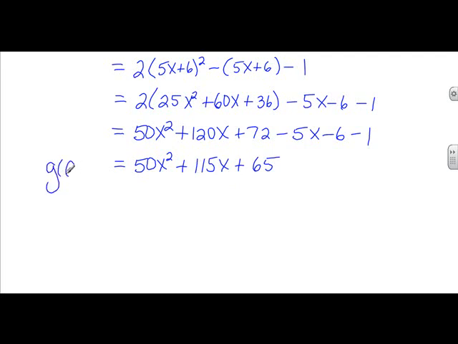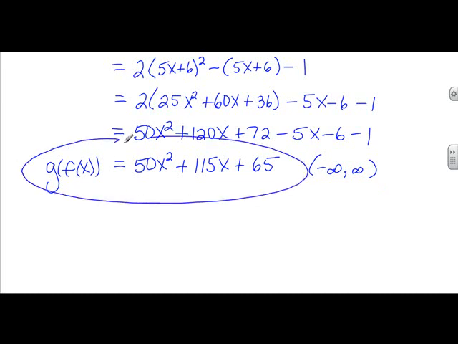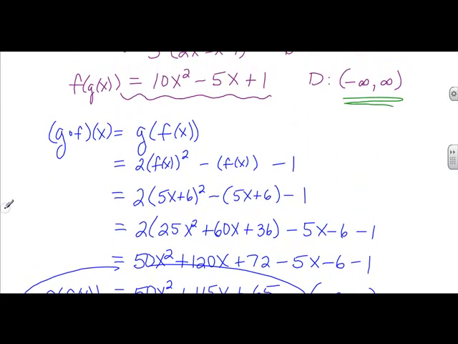The domain for this polynomial is all of it, so negative infinity to infinity. Now notice what we got for g of f of x. Very, very different from what we got for f of g of x. So the order that you put functions together in composition matters big time.